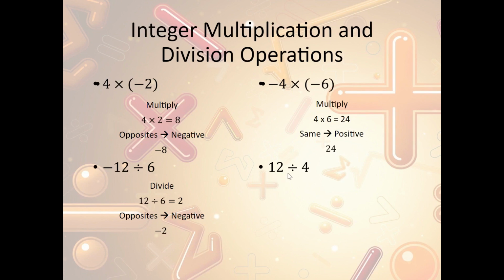Now 12 divided by 4. We're just going to go ahead and divide. So 12 divided by 4 is 3. They have the same sign, so we're going to make it positive. So we get positive 3.